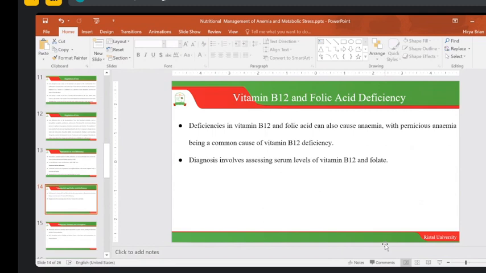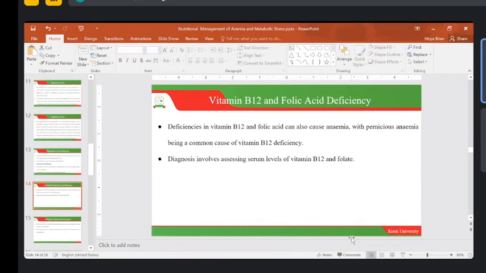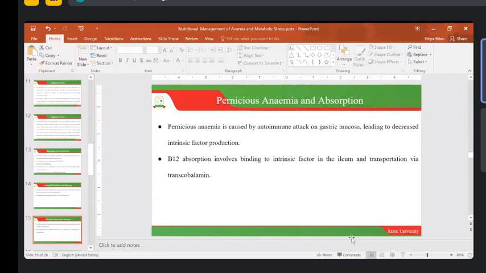And here the diagnosis really involves assessing the levels of B12 and folate in blood. So pernicious anemia is caused by an autoimmune attack on the gastric cells, leading to decreased intrinsic factor production. The intrinsic factor is required for binding of these substrates. And when we talk of autoimmunity, this is where the body fails to recognize itself, and it is secreting antibodies to fight against itself, leading to damage in the long run.